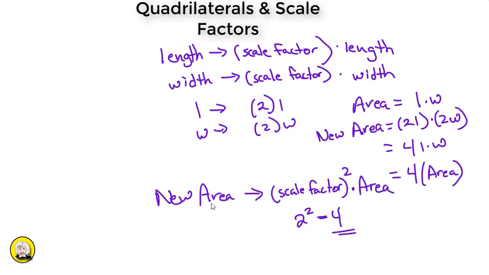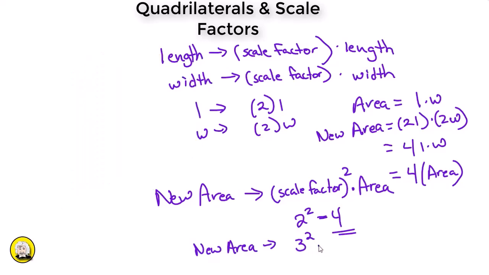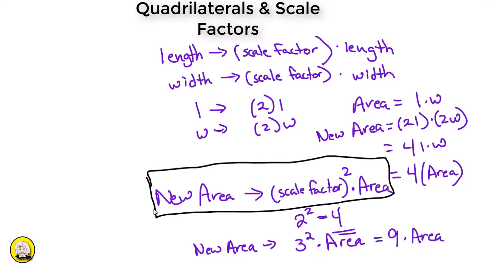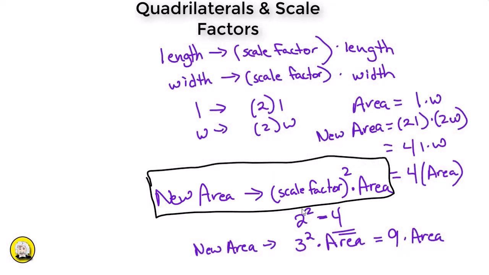If we tripled the lengths of my square or my rectangle, my new area will be the scale factor squared. So the new length is 3 times the old length, my scale factor is 3, and my new area will be 3 squared times the old area, which is to say it equals 9 times my original area. Even if we don't know the exact area or dimensions of the quadrilateral shape, we still know if I multiply all those dimensions by a particular scale factor, my new area will be the scale factor squared times the old area.